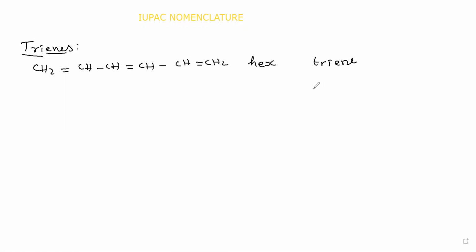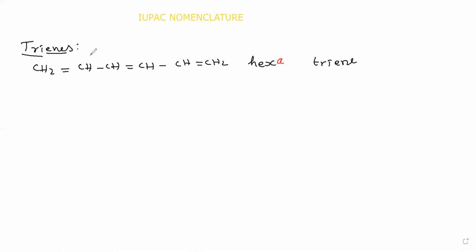Therefore, triene. When diene, triene like this is coming in the primary suffix, we have to include a into the parent chain root word. Therefore, instead of saying hex, we have to say hexa.